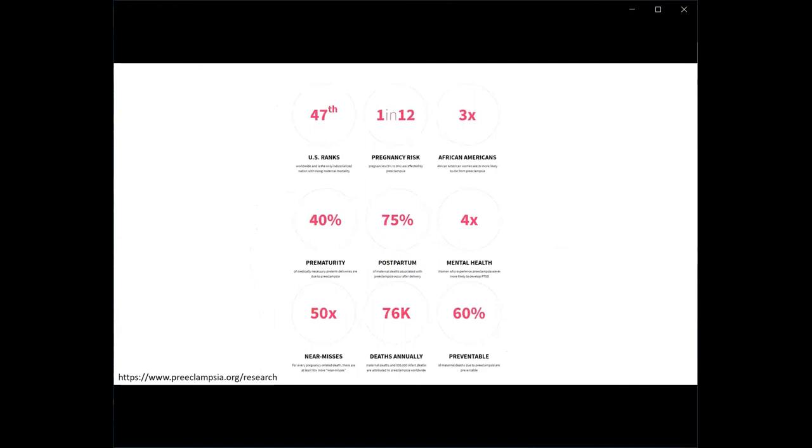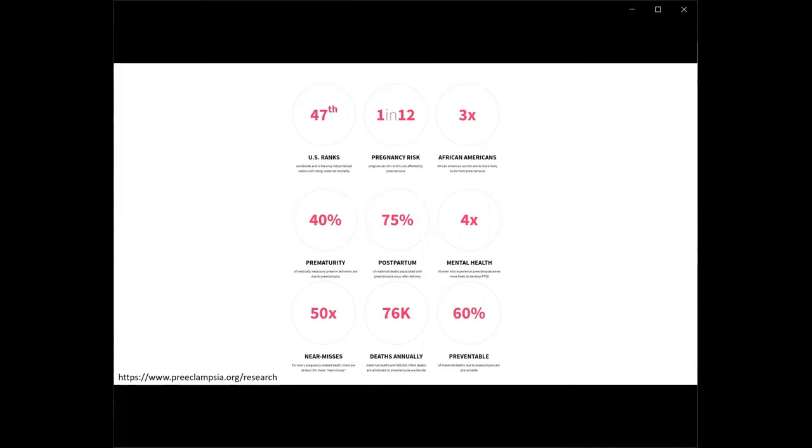Here are a few more statistics, which are adopted from the Preeclampsia Foundation. For example, the US is ranked 47th globally for the maternal mortality rate, and the maternal death rate continues to rise despite major advancements in medical technology and treatments. Women who experience preeclampsia are 4 times more likely to develop post-traumatic stress disorder.